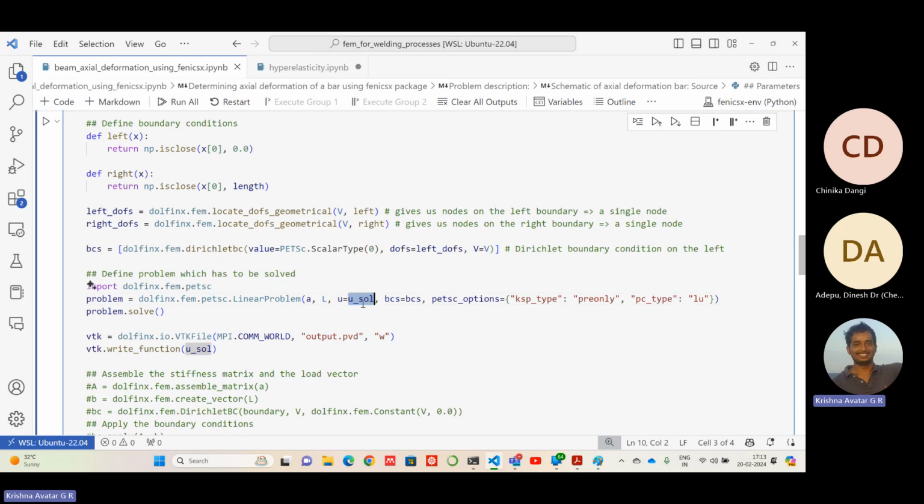So it is u = u_solve. That is where we use it. Had we not prescribed u_solve, then it would have returned a u here. So it is better to prescribe beforehand that we want to store our solution in u_solve. And we give the BCs as an argument, and the options for PETSc. So the options are KSP type is preonly, that is preconditioner only, and the preconditioner type is LU factorization.